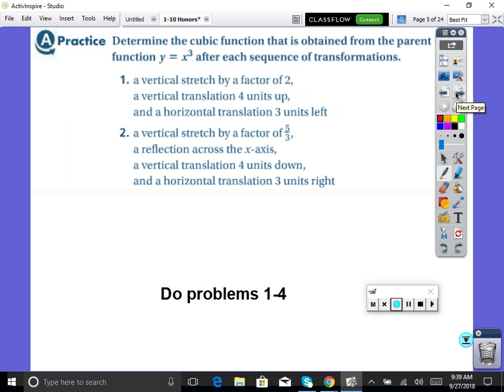Okay, we're taking x cubed, and we're doing these things. A vertical stretch by a factor of 2. I always start with shifts left and right, so let's actually do that. So we're going to have y is equal to, is there a shift left and right? 3 units left, so we're going to have parentheses x plus, left and right go opposite, x plus 3, and then this is a cubed function, right? And then is there a shift up and down? Up 4, so we'll have plus 4. And then it says a vertical stretch by a factor of 2. So we need to put a 2 in front. Really easy, right?